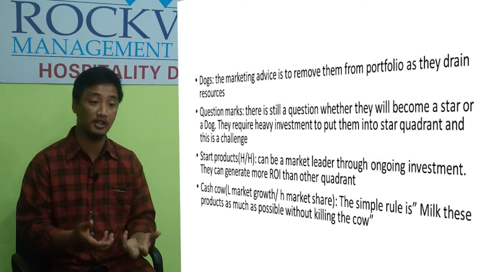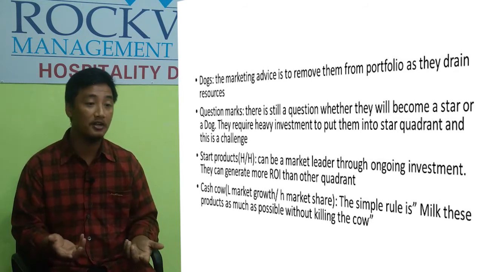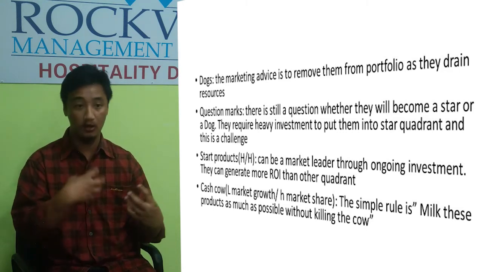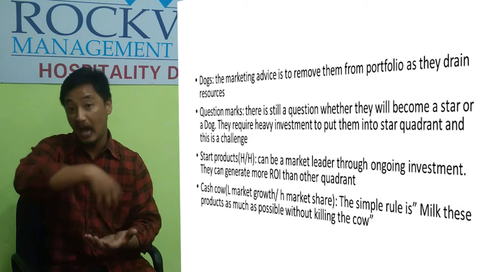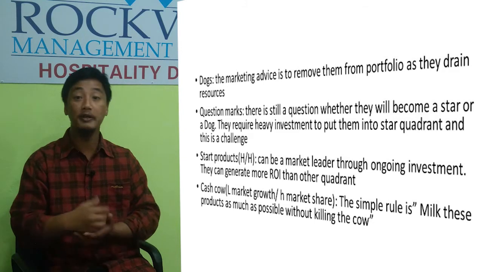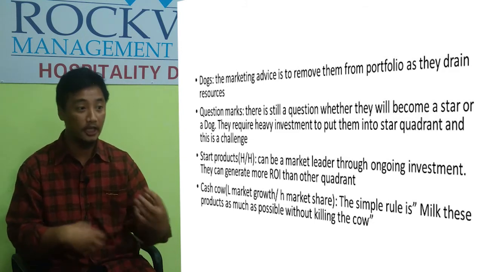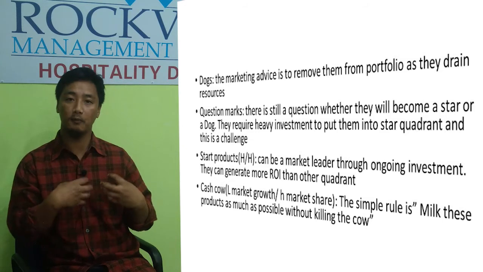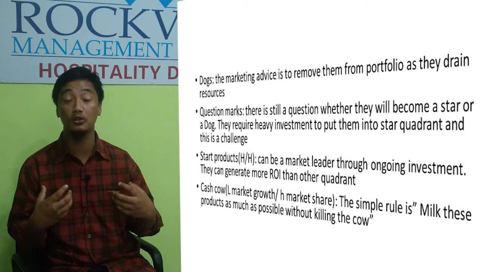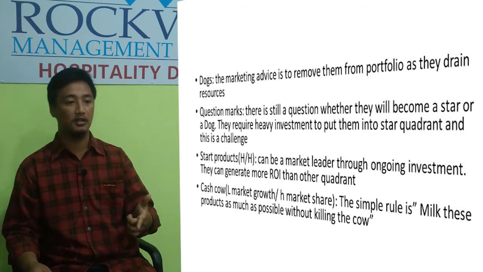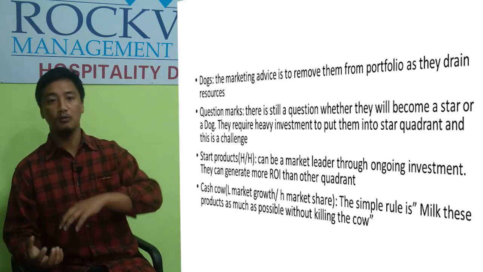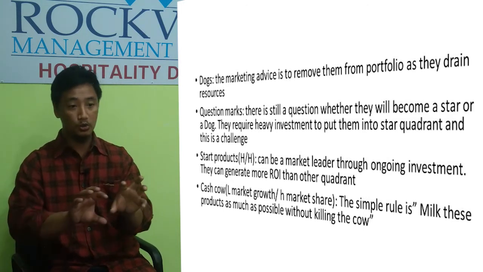There is still a question whether the product, which has low share but high market growth, will become a star or a dog in the near future. So if our product falls in the question mark quadrant, the company requires heavy investment so that the product moves from the question mark quadrant to the star quadrant.